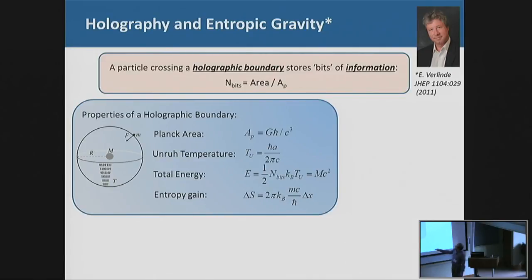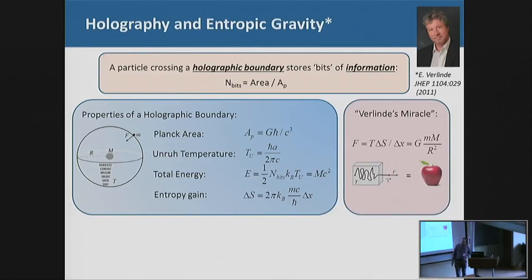You add into that the total energy of the system, which is this number of bits that we stored up here times some kind of thermal energy associated with that Unruh temperature. And we set that equal to the total amount of mass energy in the system, mc squared. And then we think about what happens as a particle crosses this boundary, how the entropy changes. We take all of these things and put them together, and there's a kind of miracle.